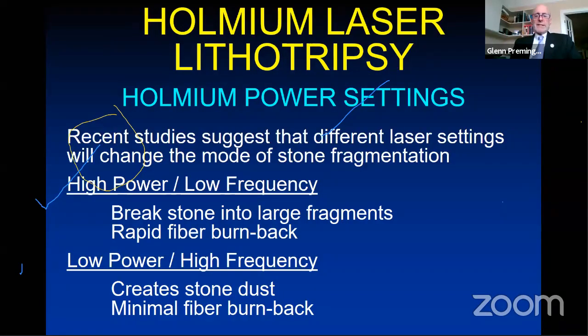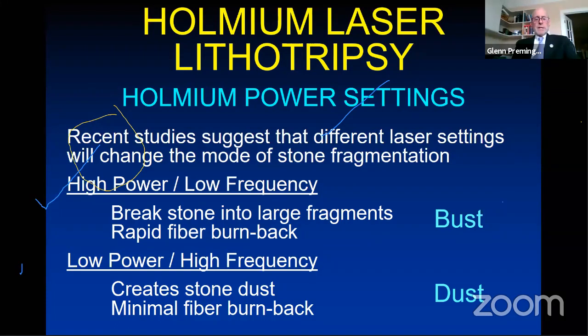And recent studies have demonstrated that by manipulating the holmium laser power settings and the pulse width, you can optimize the fragmentation of stones of varying compositions. With a high power, low frequency setting, you can bust or fragment the stone. This is very valuable for breaking stones into large fragments. However, you get rapid burn back of the laser fiber. And with a low power, high frequency setting, we dust the stone. This creates very small stone particles with minimal fiber burn back.